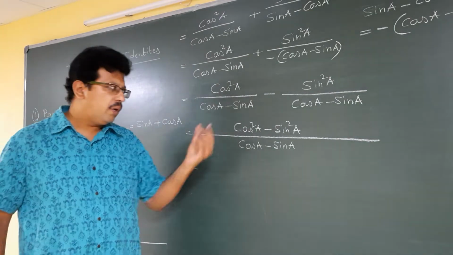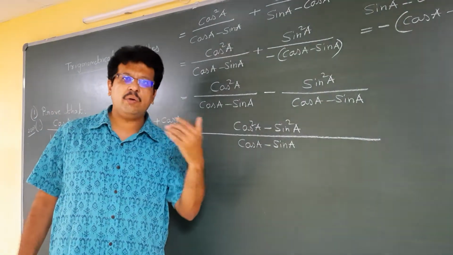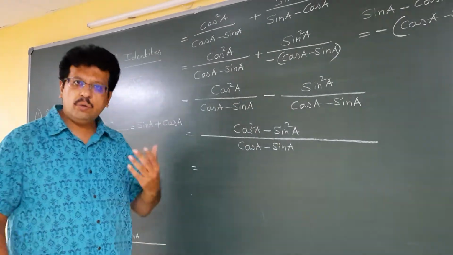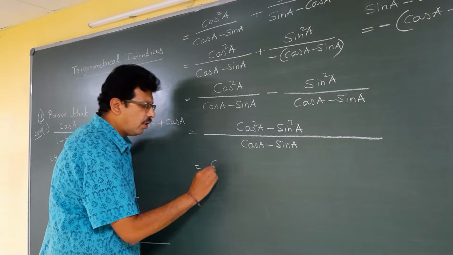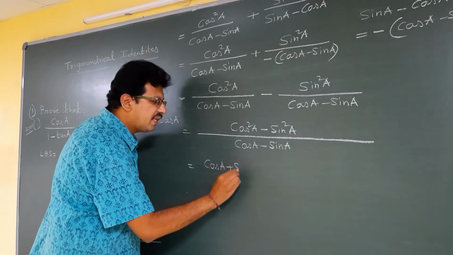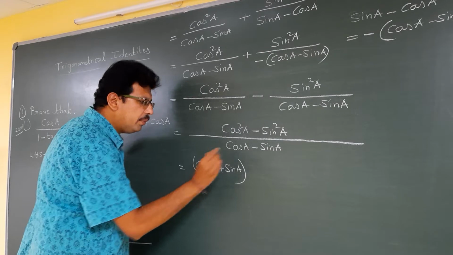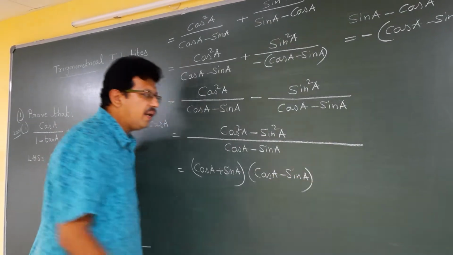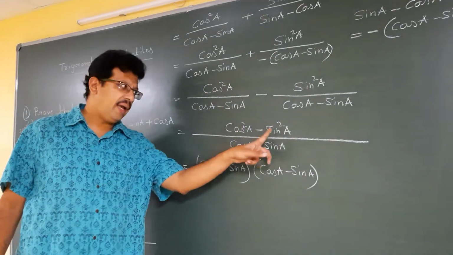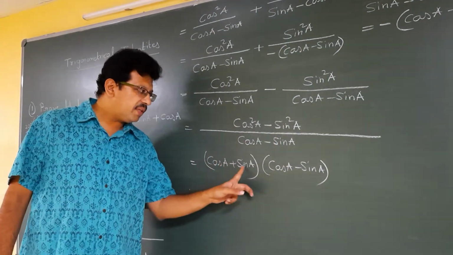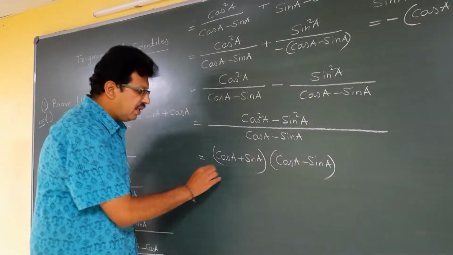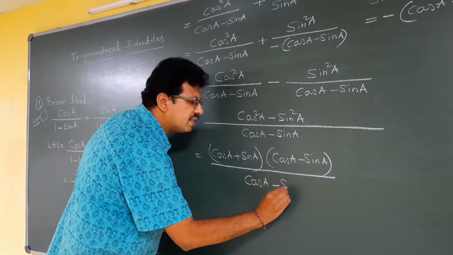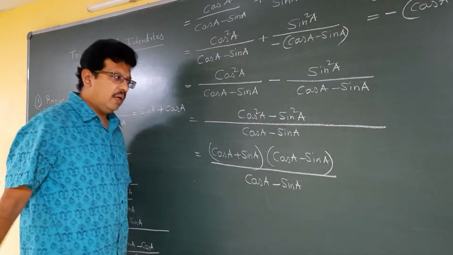In this step, you have to observe again. You have to recall your algebraic identity A square minus B square. You already know, A plus B into A minus B. That is cos A plus sin A into cos A minus sin A. Here A is cos A and B is sin A. So it is A plus B into A minus B, that is divided by cos A minus sin A. So what happens here, children?